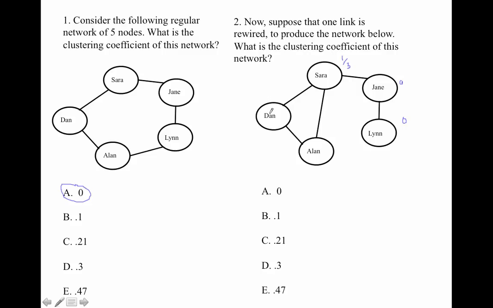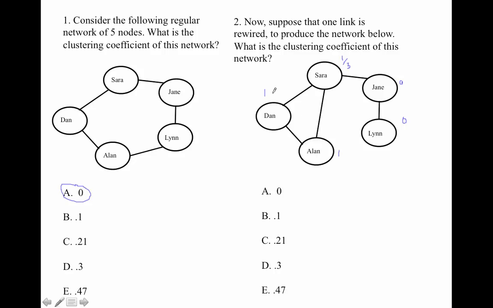Dan has two friends, and they're linked. So his clustering is 1. All of his friends are linked. They're friends with each other. Alan is in the same boat. He has two friends, and his friends are friends, so he has 1.